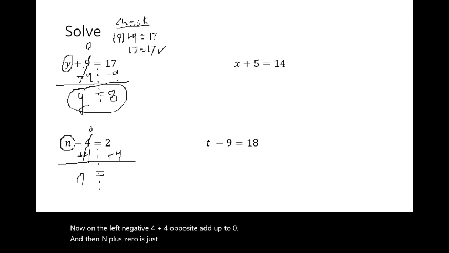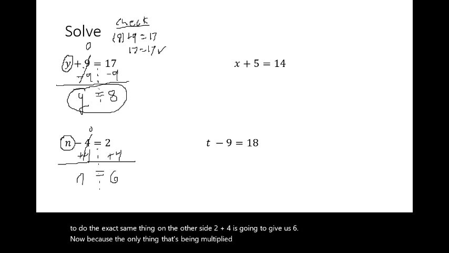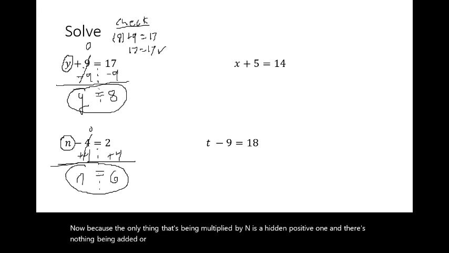And again, leave the equal sign where it is, and then we're going to do the exact same thing on the other side. 2 plus 4 is going to give us 6. Now, because the only thing that's being multiplied by n is a hidden positive 1, and there's nothing being added or subtracted, that means n equals 6 is our final answer.